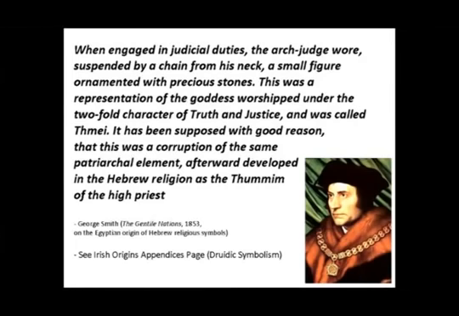George Smith, in his book The Gentile Nations, published in 1853, a book on the Egyptian origin of Hebrew religious symbols, says: when engaged in judicial duties, the arch-judge wore, suspended by a chain from his neck, a small figure ornamented with precious stones. This was a representation of the goddess worshipped under the twofold character of truth and justice, and was called Thumé. It has been supposed, with good reason, that this was a corruption of the same patriarchal element afterward developed in the Hebrew religion as the Thummim of the high priest.